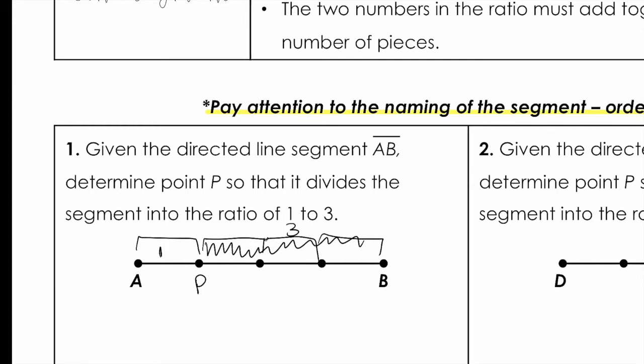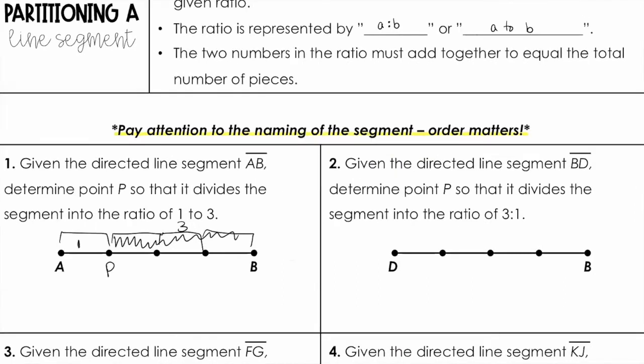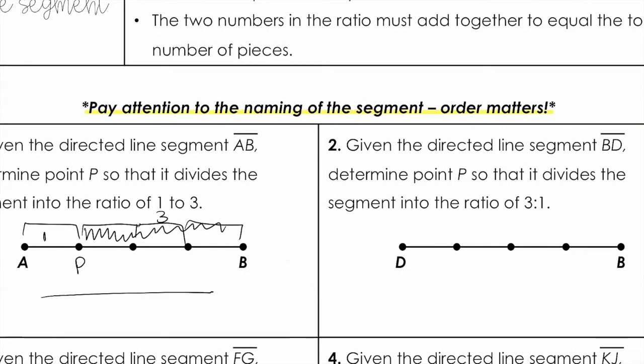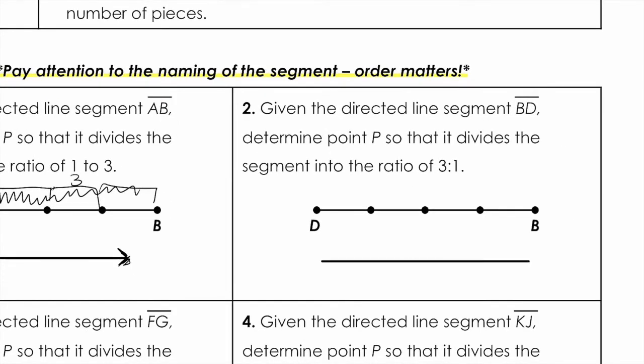Okay, so what if we go the other direction? Look at our next diagram. Given the directed line segment BD. The last one, we went from A across to B. This one, we're going to go the other direction, B to D. So when we're using our titles, the order of things matters. Again, we're going to determine point P so that we divide our segment in a ratio of 3 to 1. So we want our first segment to be cut into thirds. 1, 2, 3. So that's going to be our first 3. And then, of course, that leaves us with our last piece hanging out there.